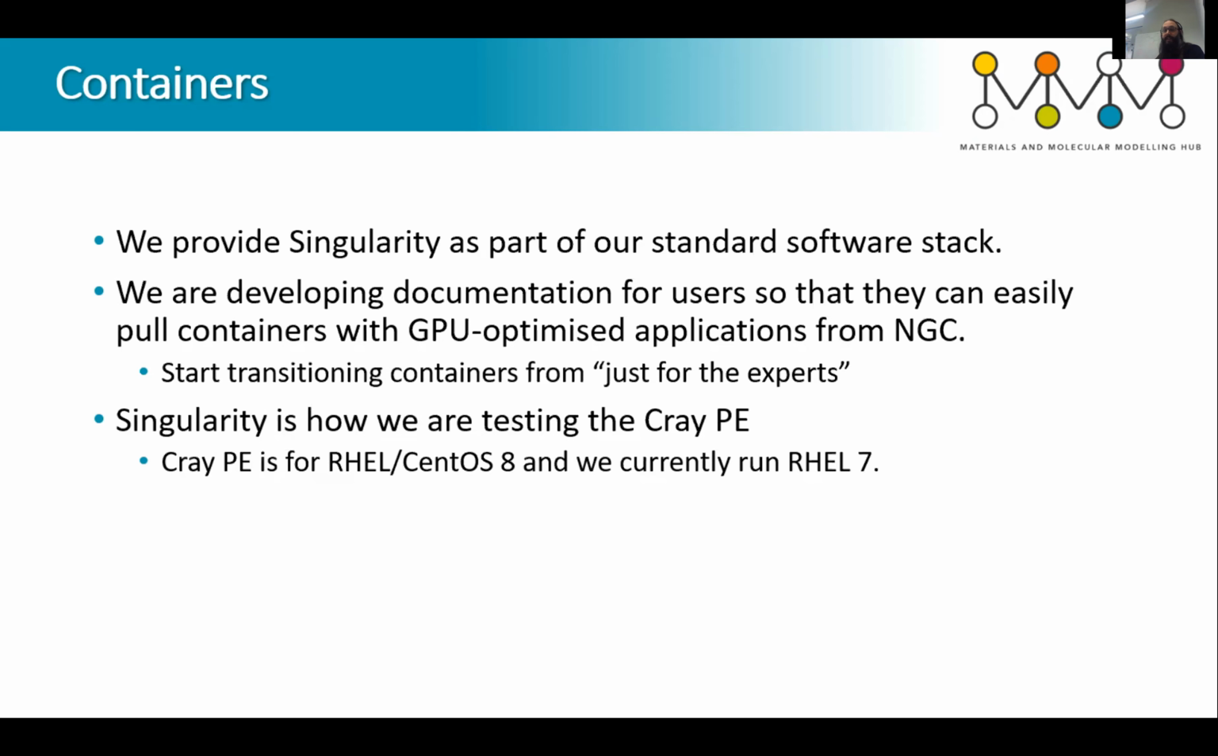The final thing is actually Singularity is how we're testing the Cray programming environment, because the Cray programming environment expects to be on Red Hat 8, and we are currently on Red Hat 7. So we have built, I think it might actually be a CentOS 8 rather than Red Hat 8, but a Red Hat 8 compatible container with the Cray PE, which is how we're testing it at the moment, and that currently is running on our systems.